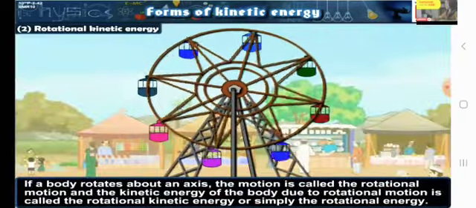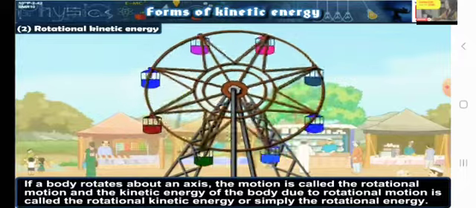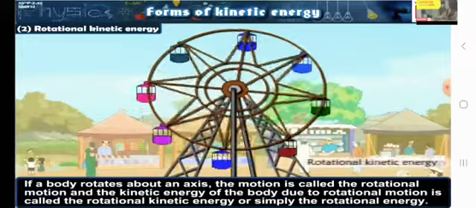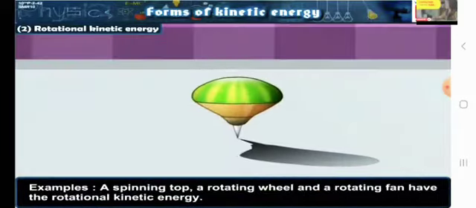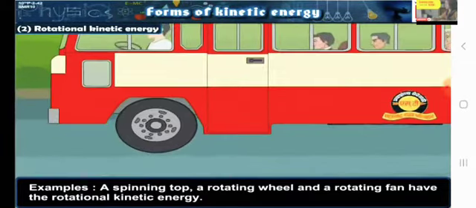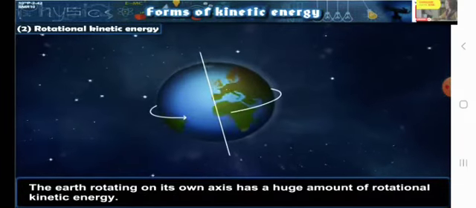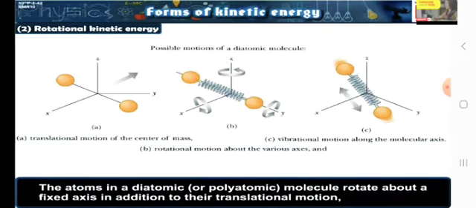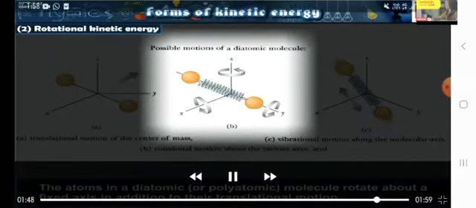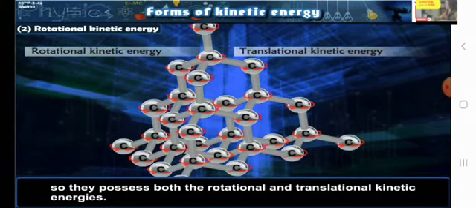2. Rotational kinetic energy. If a body rotates about an axis, the motion is called the rotational motion, and the kinetic energy of the body due to rotational motion is called the rotational kinetic energy, or simply the rotational energy. Examples: a spinning top, a rotating wheel, and a rotating fan have the rotational kinetic energy. The Earth rotating on its own axis has a huge amount of rotational kinetic energy. The atoms in a diatomic or polyatomic molecule rotate about a fixed axis in addition to their translational motion, so they possess both the rotational and translational kinetic energies.